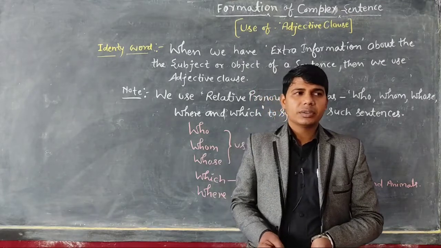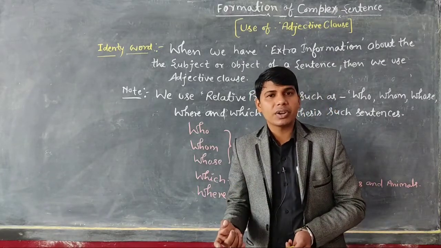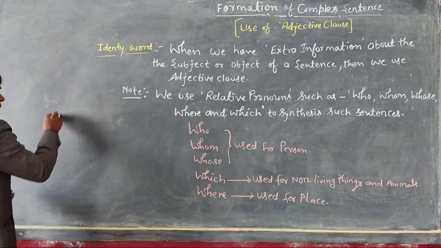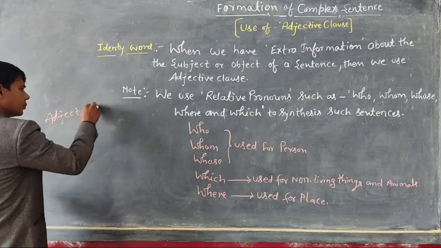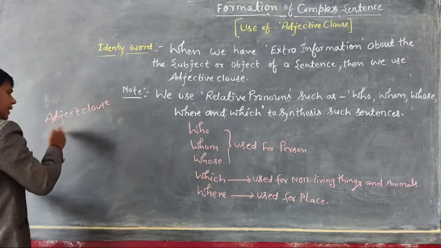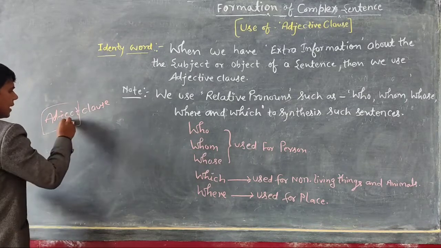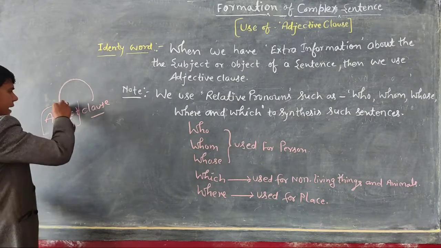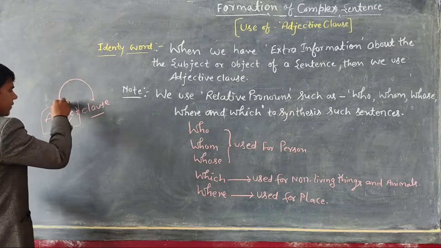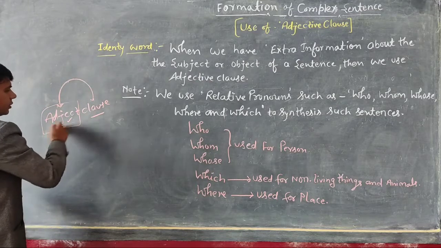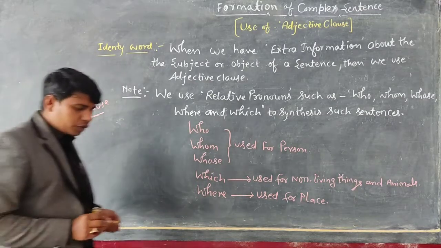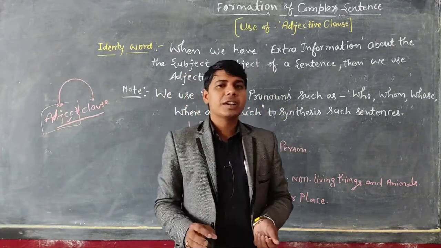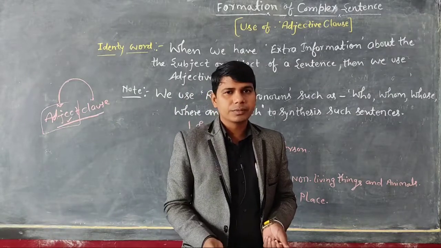So dear, we know that adjective clause has two words. The first one is adjective and the second one is clause. It means any clause that functions like an adjective. A clause that functions like an adjective is called an adjective clause. And you know what is the function of an adjective? The main function of an adjective is modifying any noun or pronoun.